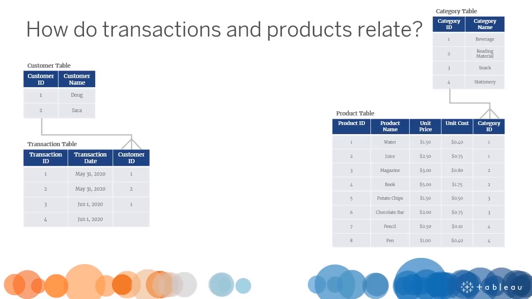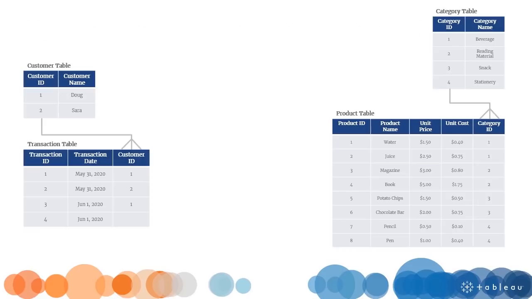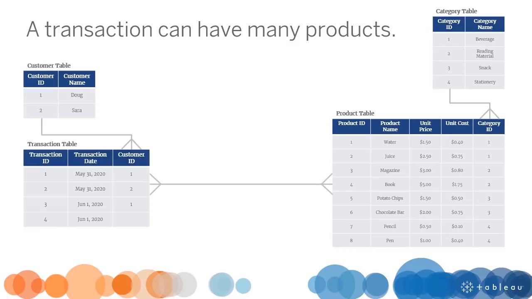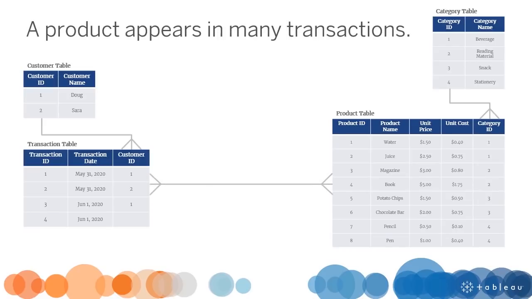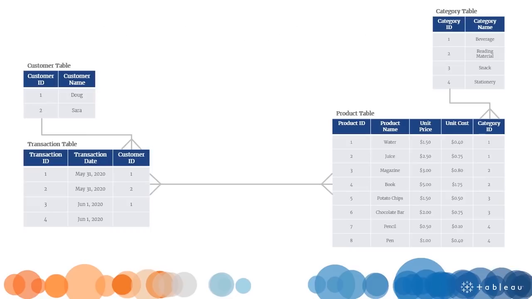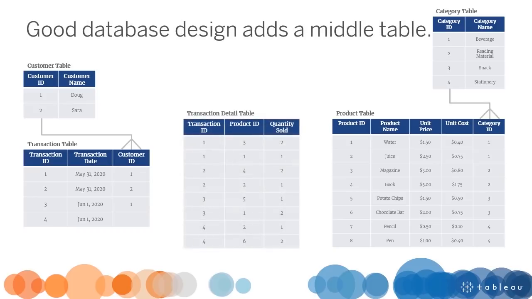How do transactions and products relate? A transaction can have many products. A product can appear in many transactions. This is a many-to-many relationship. Since there is no common field between the two tables, good database design would resolve this issue by adding a transaction detail table in the middle.